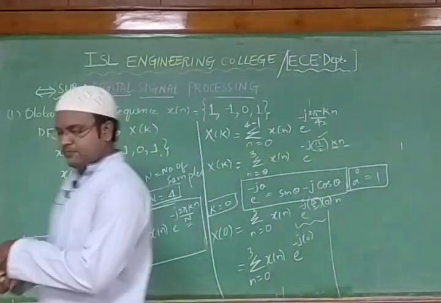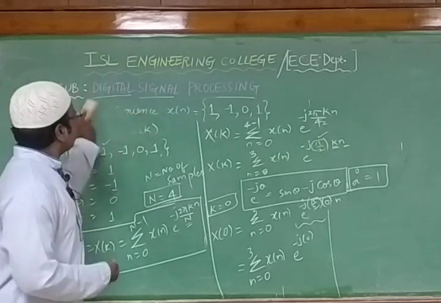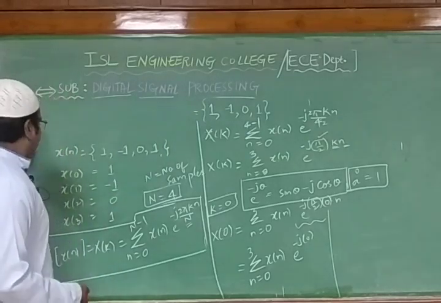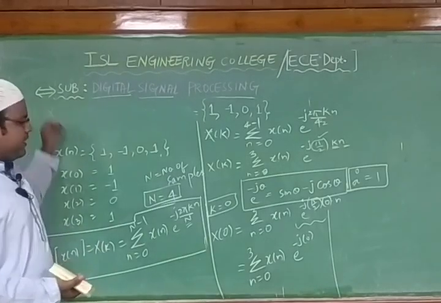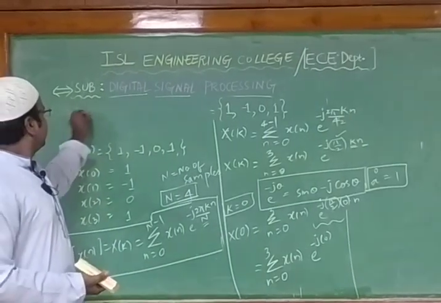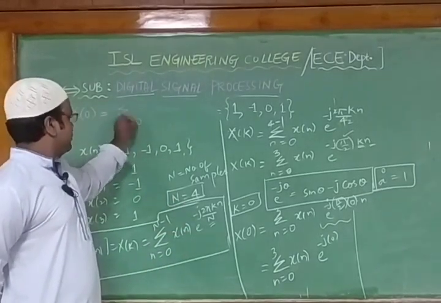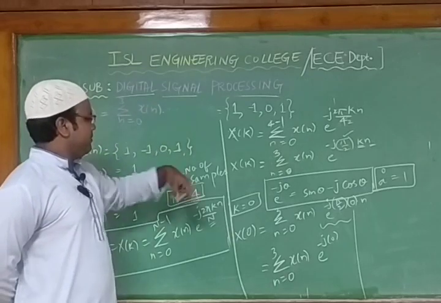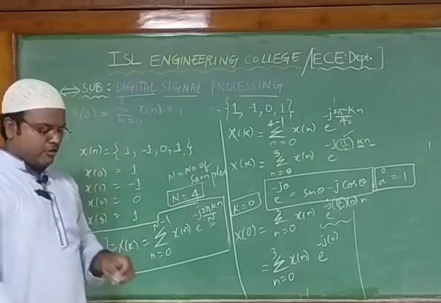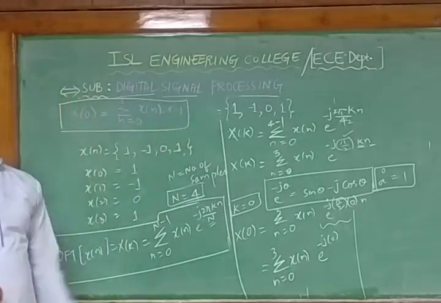So what can I write now? I can write that factor as it is. So x of 0 equals, what is left over there? Summation n equals 0 to 3 x of n into e power 0, which is nothing but 1. So we got this first number. That is my first number.